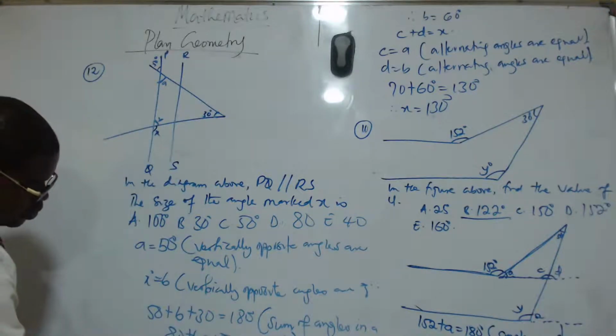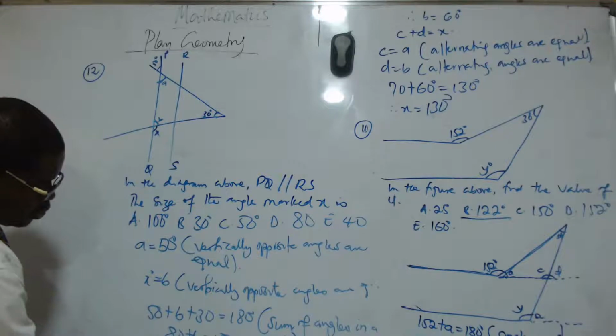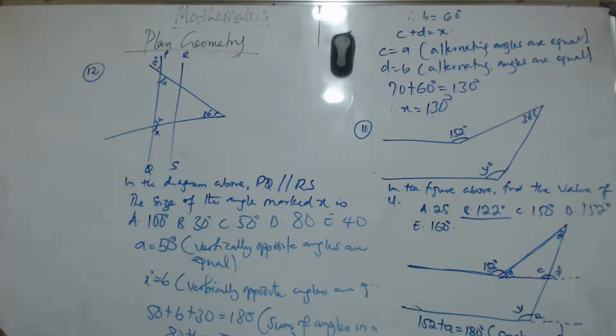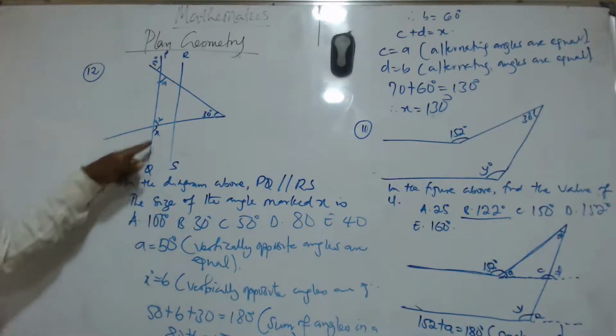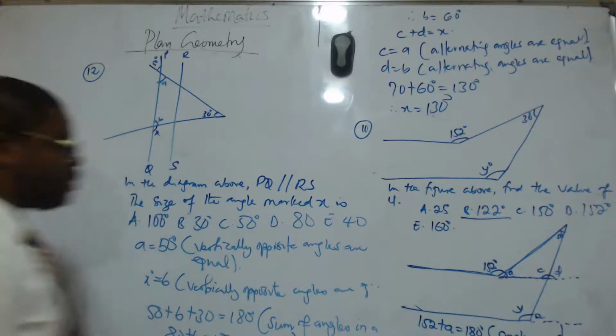Therefore, my B is 100 degrees. JAMB, very funny. If you choose this as the answer, you are wrong. You are not looking for B. The question says find X. Okay?